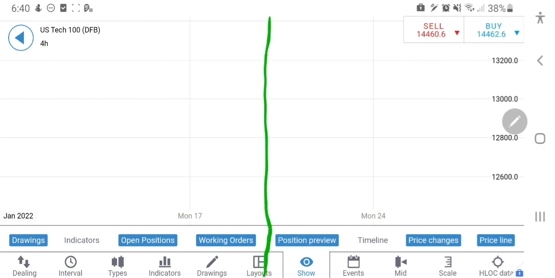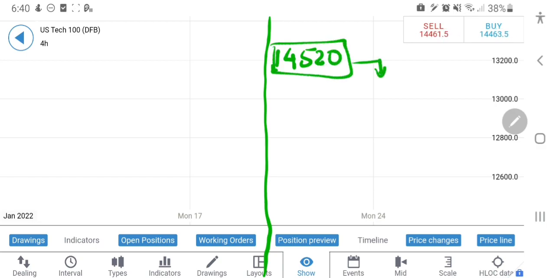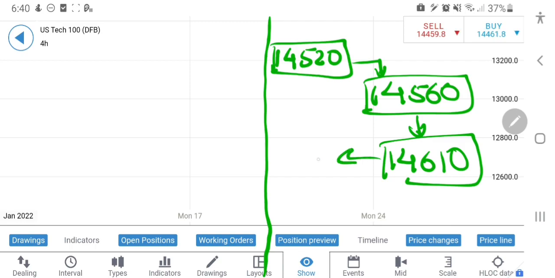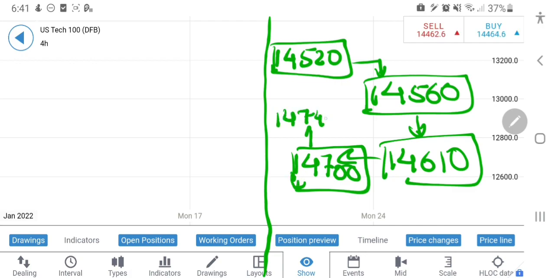Right now at 14,460, 470 levels, any buy I will recommend at 14,520. Here you can take a long for 14,560, 14,610, 14,700. Beyond that also it can fly. The nearest resistance is at 14,740, and then towards 14,800 levels it can fly. In fact, beyond that also can be seen.